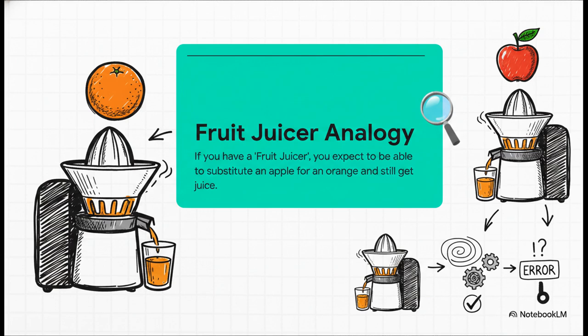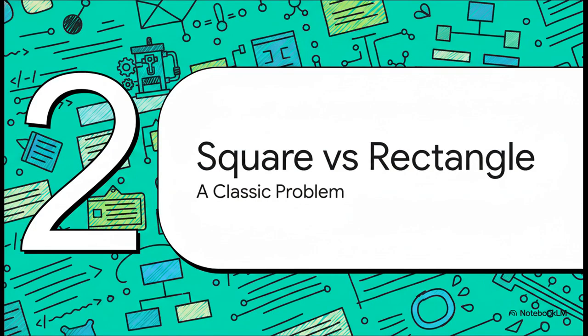So an orange works perfectly, right? You get juice. Now, what if we substitute an apple for the orange? It has to fulfill that same promise. If putting that apple in jams the gears or just gives you an error, then that apple isn't a valid substitute, even though it's technically a fruit. It broke the contract.